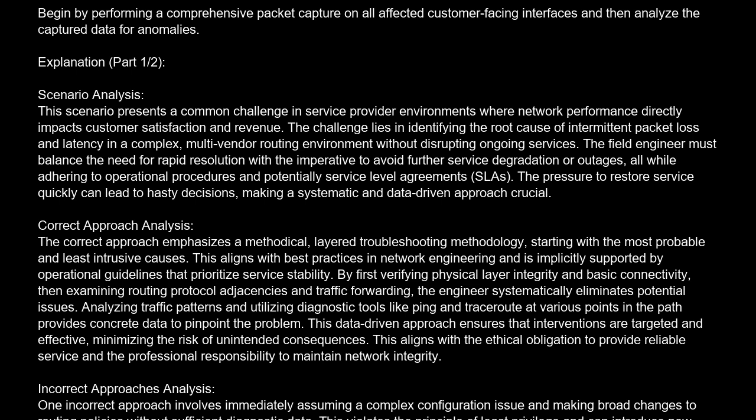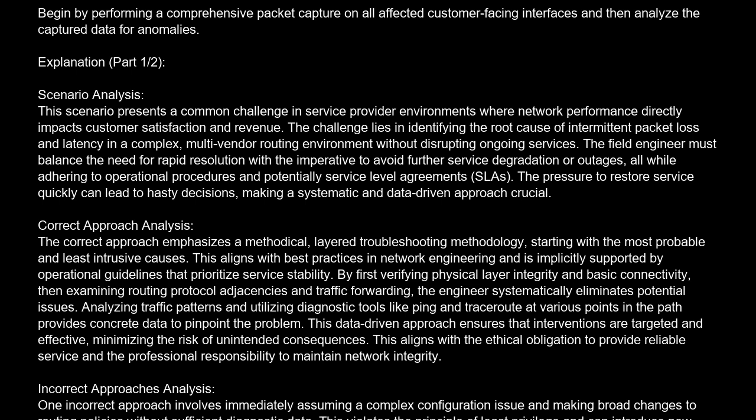The field engineer must balance the need for rapid resolution with the imperative to avoid further service degradation or outages, all while adhering to operational procedures and potentially service-level agreements, SLAs. The pressure to restore service quickly can lead to hasty decisions, making a systematic and data-driven approach crucial. Correct approach analysis. The correct approach emphasizes a methodical, layered troubleshooting methodology, starting with the most probable and least intrusive causes. This aligns with best practices in network engineering and is implicitly supported by operational guidelines that prioritize service stability.